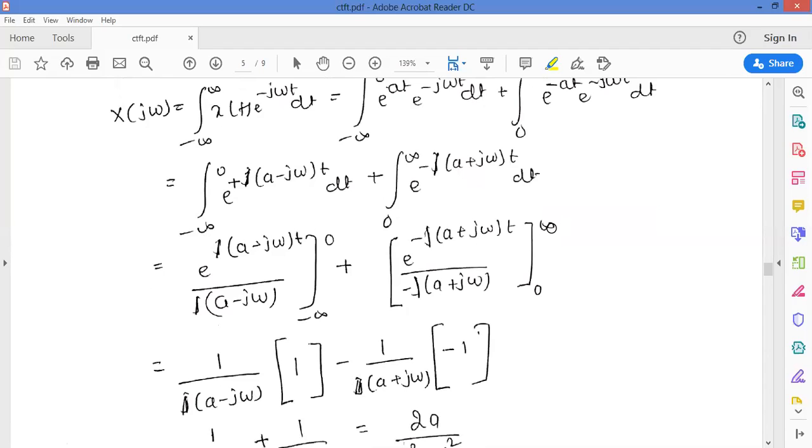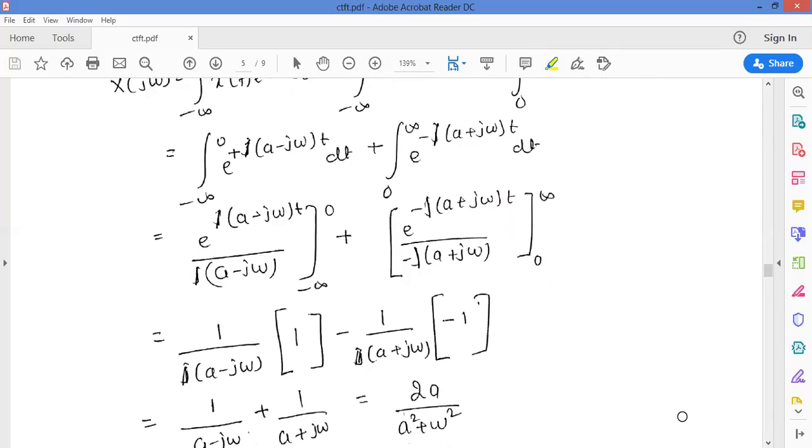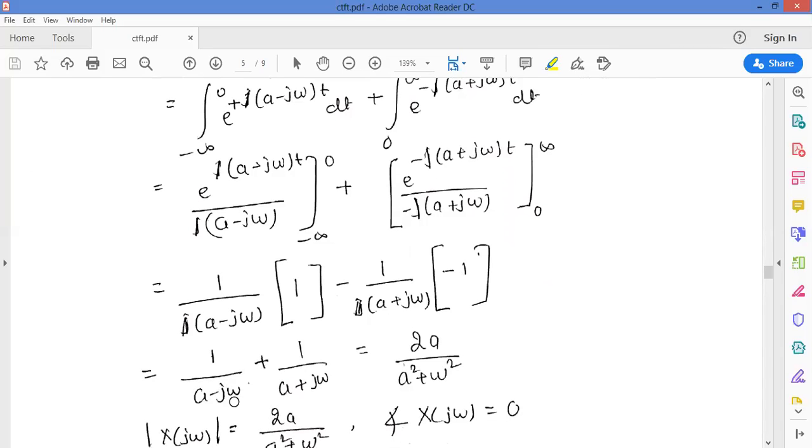Now look here. When you put infinity, e power minus infinity will become 0. When you put 0, e power 0 will become 1. So it will become minus 1. Okay, this is a scratch, so don't consider this one. This is a mistake. Don't consider it is minus of a plus j omega. So what happens? Minus of minus is plus. I will be having 1 by a minus j omega plus 1 by a plus j omega. So this is equal to 2a by a square plus omega square.